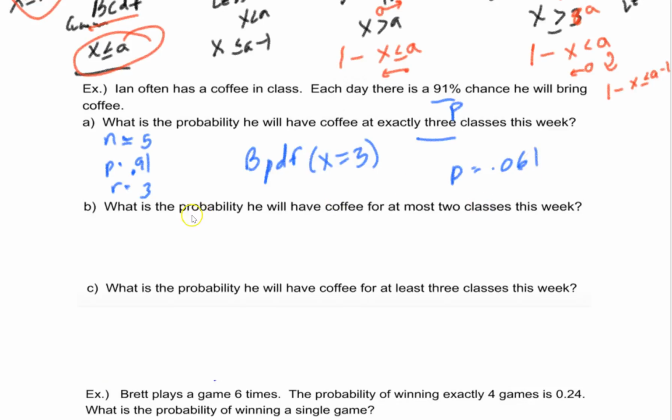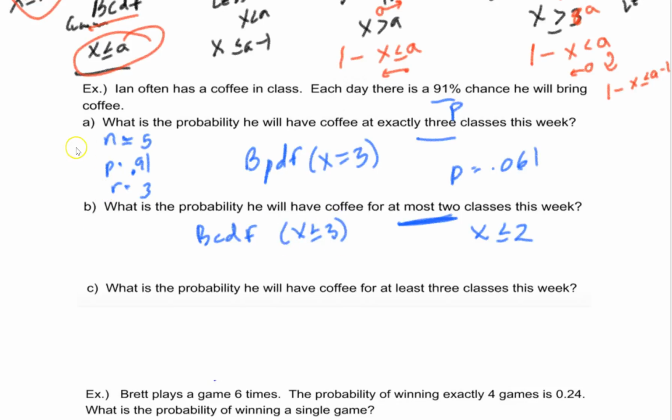And we're done. What is the probability that he will have coffee at most 2 classes per week? So again, at most, that means no more than, so less than equal to 2. Now notice how it already has the equal less than sign. We're good. Okay, so it's less than, so I don't gotta flip it, and it has an equal to sign. So I'm all set. This is gonna be a binomial CDF.